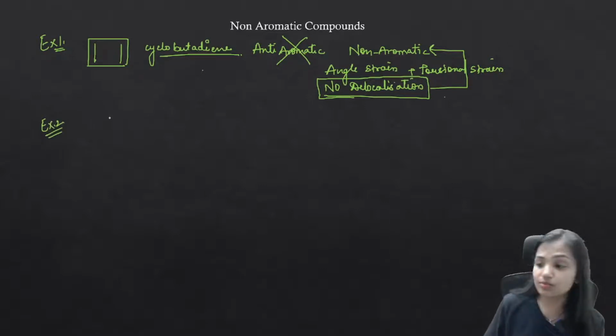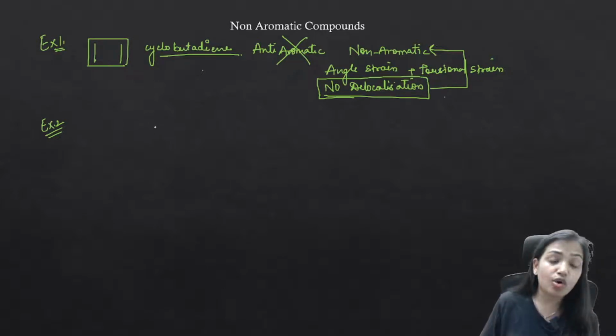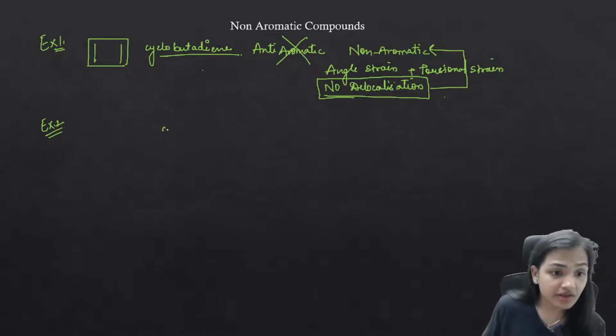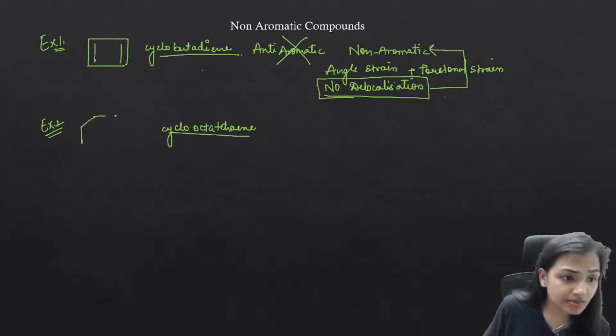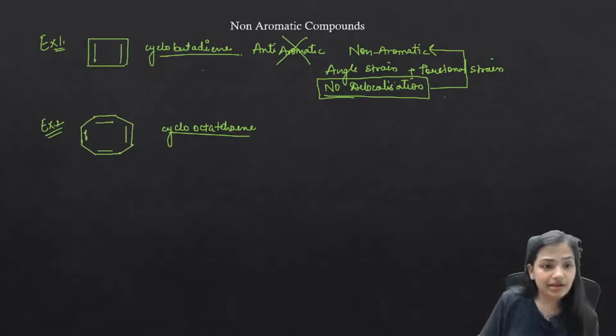Now we do have one more system. If we have a cyclooctatetraene, a compound like tetraene. Now what is this? Guys, this is something like this. Here we have a cyclo-octa. There we have the 8 carbons, 1, 2, 3, 4, 5, 6, 7, 8. We have 8 carbons, and this is a tetraene. This is also an exception.